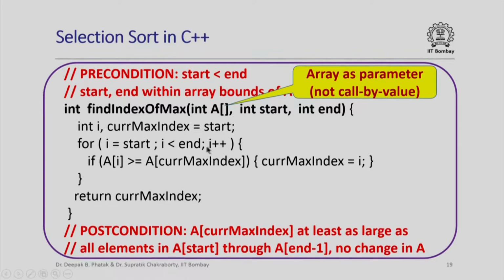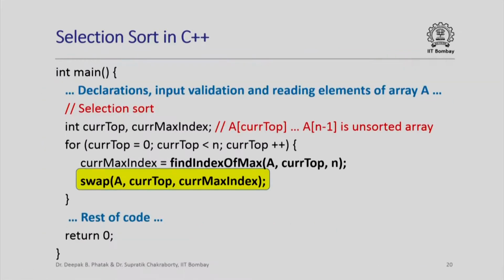We iterate through the elements of the array from start through n minus 1, and at any point of time if I find an element of the array which is greater than or equal to the currently maximum seen element, the currently maximum seen element is A of start to begin with. So if I find an element which is greater than or equal to the currently maximum seen element, I simply update the current max index to the current index, and once this entire loop is done, I am going to return current max index. So this is fairly straightforward.